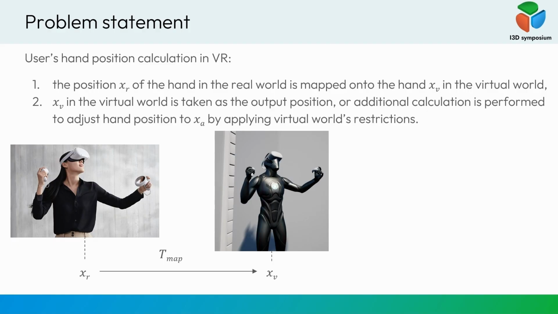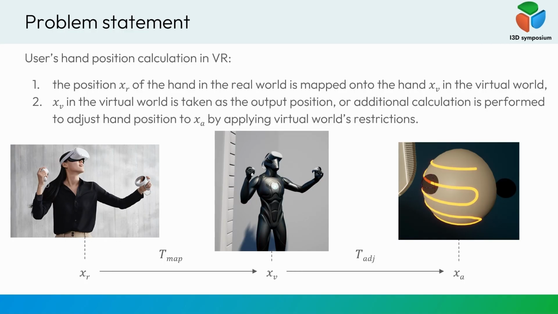As you can see in the pictures, this step preserves the character hand's position in relation to the head, because the controllers' positions are determined relative to the headset position. Next, we have two options for marking the final hand position. The position calculated in the previous step can be taken as the final output, or we can perform additional calculations to adjust the hand position by applying virtual world restrictions.